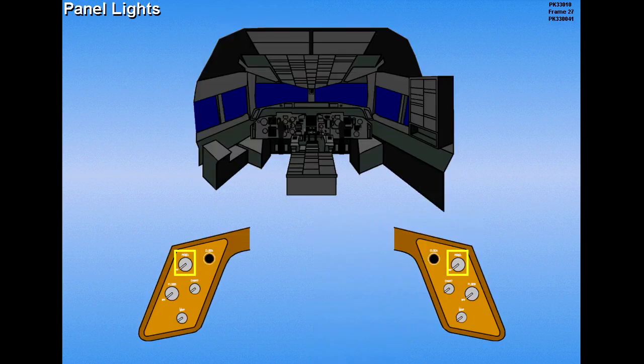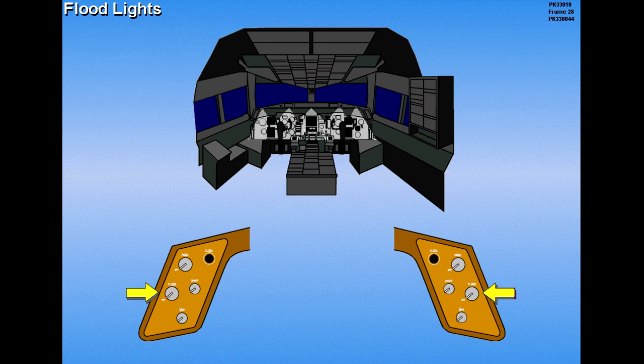The panel light controls are located on the ends of the glare shield. The captain's control regulates the integral lighting intensity in the captain's and center panels and in the standby magnetic compass. The first officer's control regulates lighting for the right panel only. The floodlight control regulates the brightness of flood lighting for each pilot's panel.